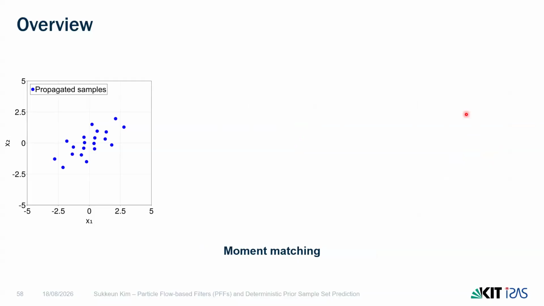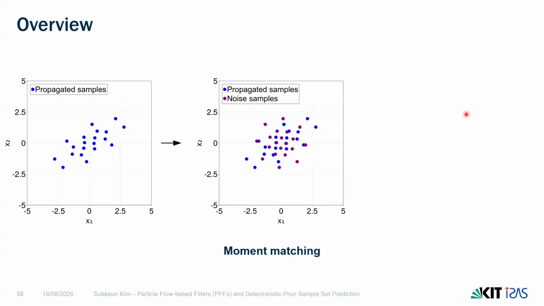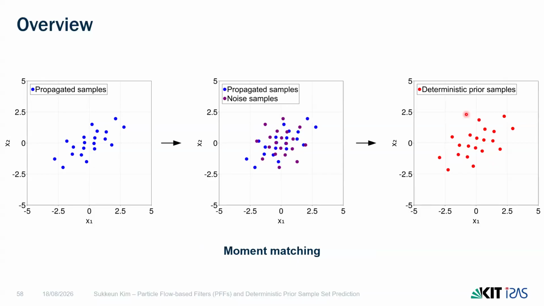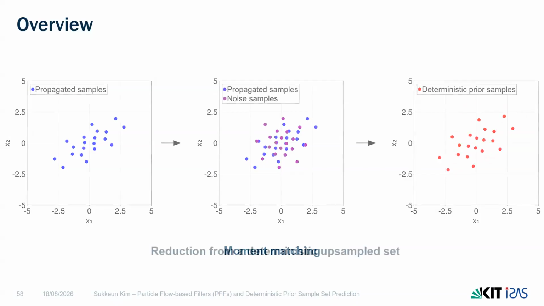And the other idea is we want to use moment matching. We have noise samples because we know the uncertainty of this dynamics model. So we want to add these propagated samples to the noise samples and then just match the first two moments of this addition, so that we can have a nicely, slightly spread deterministic prior set from these two sets.